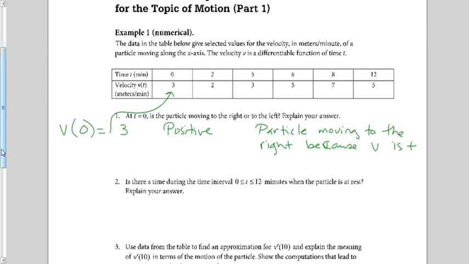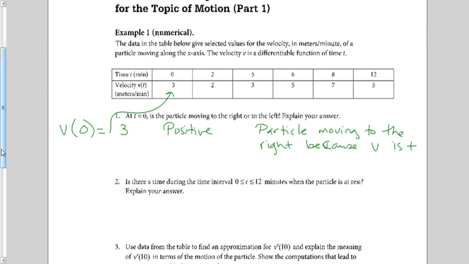That's all we need to say. If you need more time to write, pause the video. Number 2, is there a time during the time interval from 0 to 12, that's our entire table, when the particle is at rest? So is there some time when the particle is at rest?